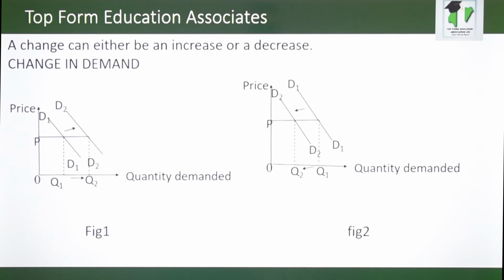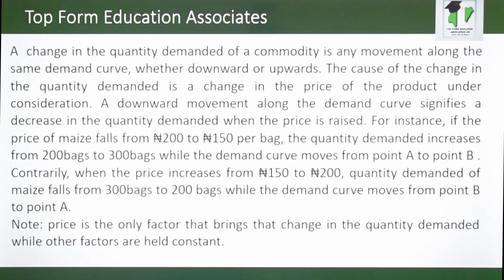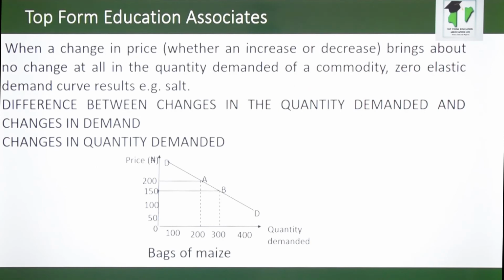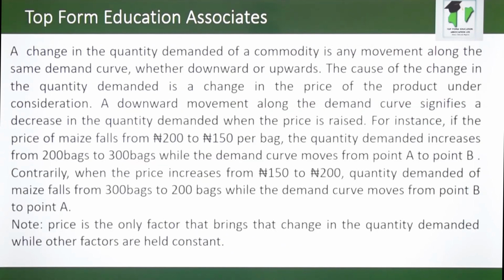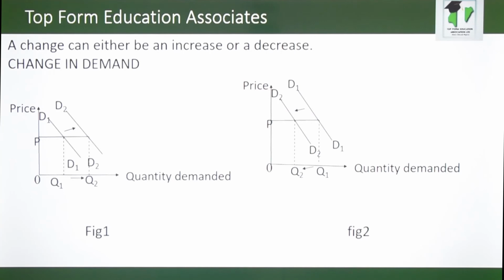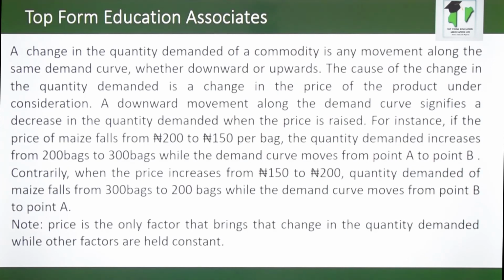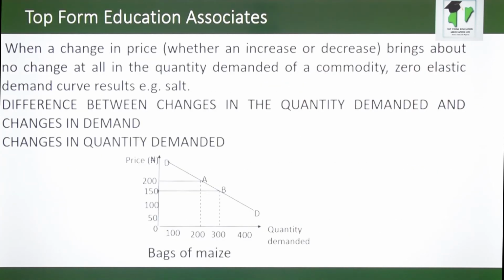While the other one, which is change in quantity demanded, is affected by only one factor, which is change in price, while other factors are held constant. When there's a change in quantity demanded, the demand curve does not shift. Rather, it moves from one point to another.